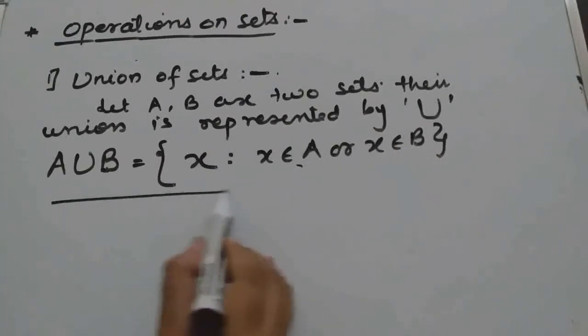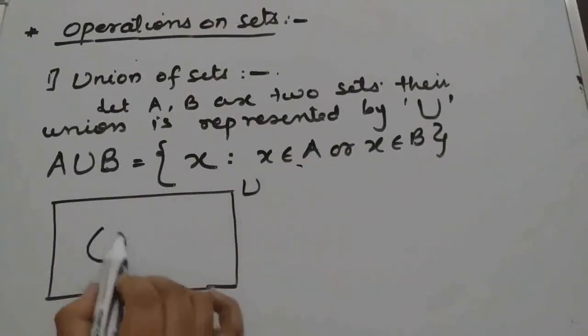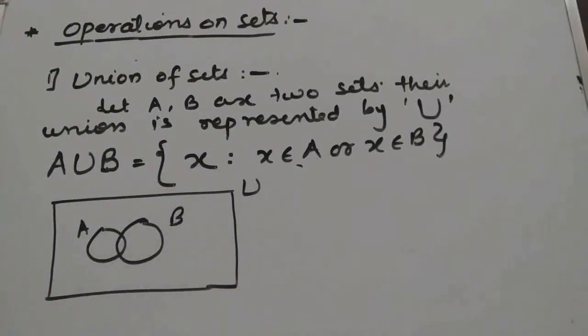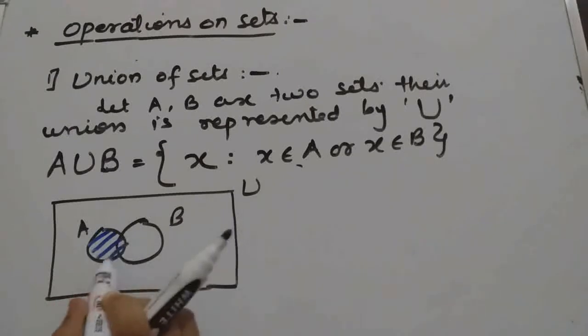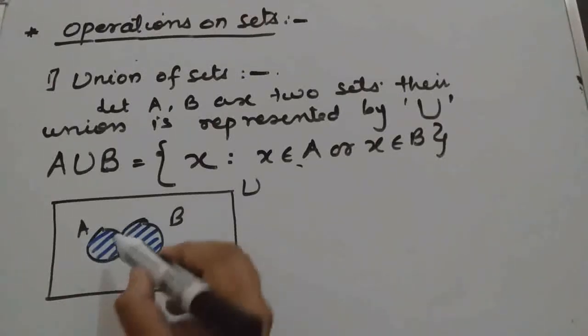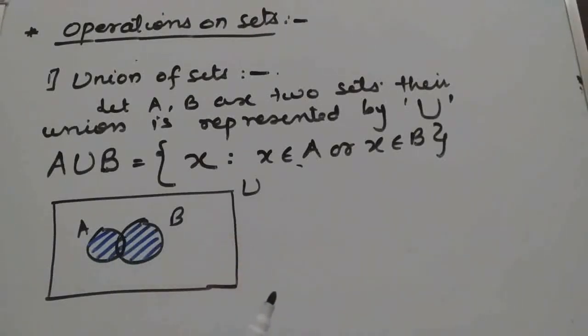Using a Venn diagram, how can we show this? Suppose this is U, the universal set, this is set A, this is set B. So this will be A ∪ B. All the elements in A will come, the elements in B will come, and the common elements will also come, but only once, because we know an element should not be repeated in a set.